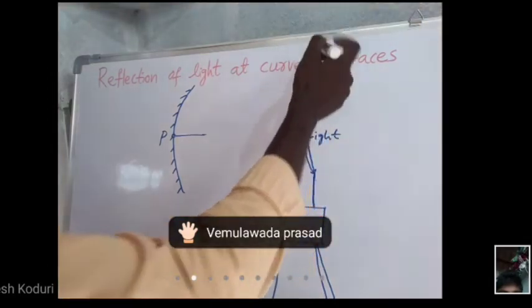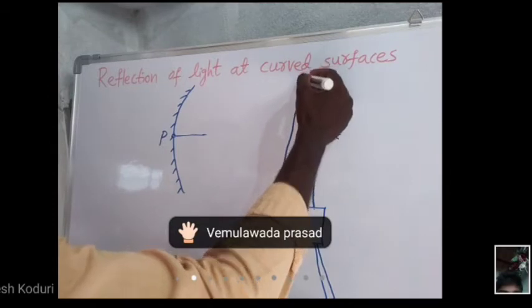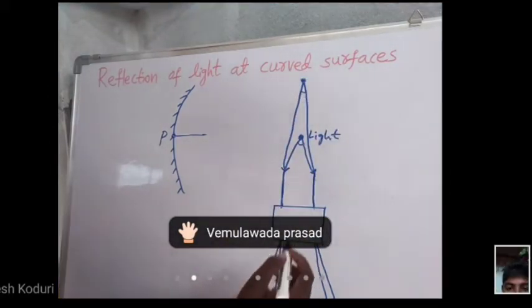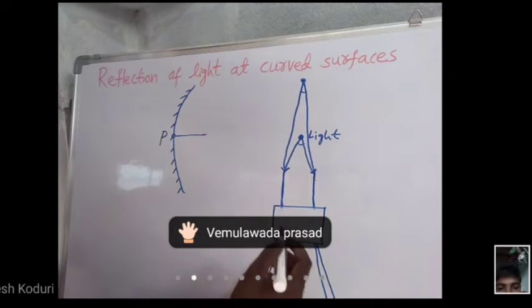Suppose the source is very far. The light rays coming from that source are parallel. That type of light rays are called a parallel beam of light.